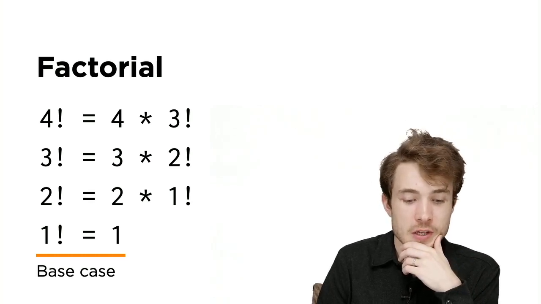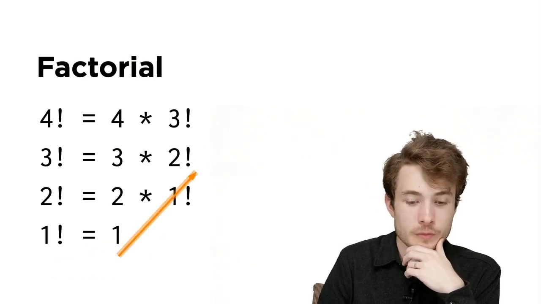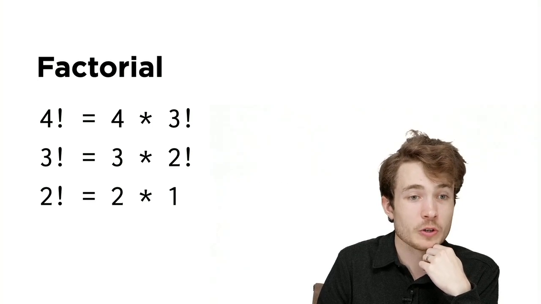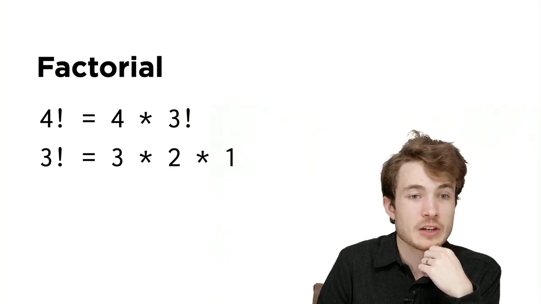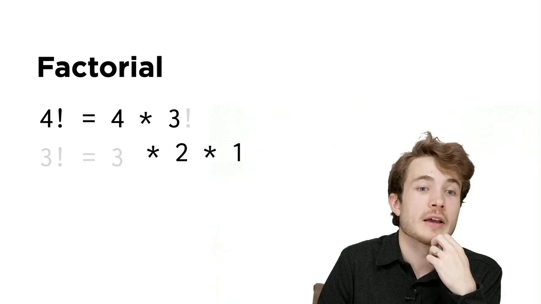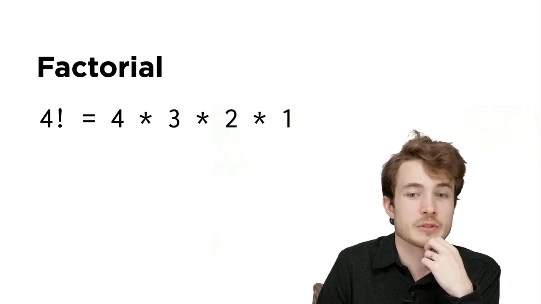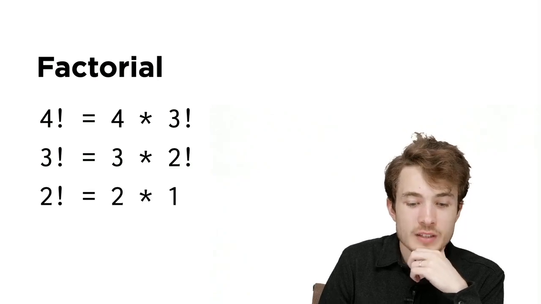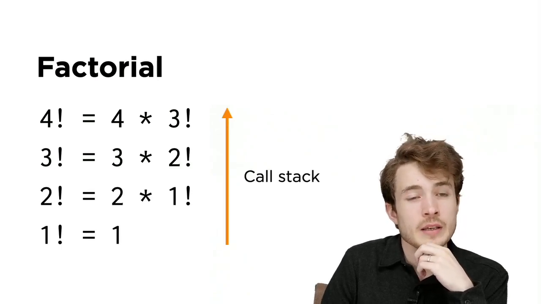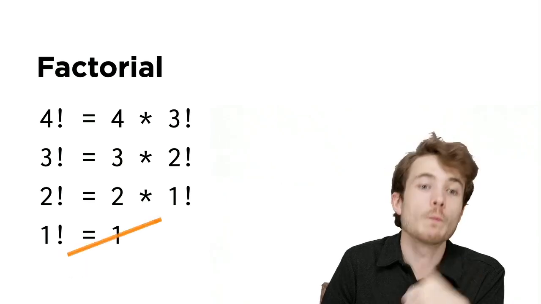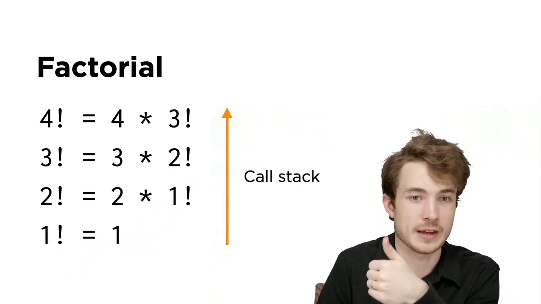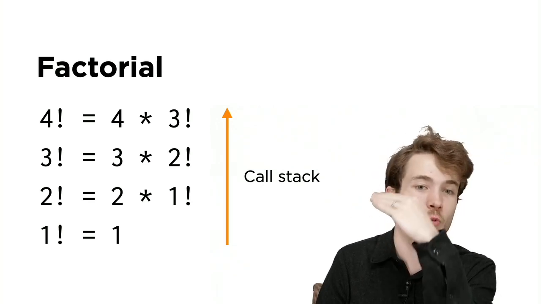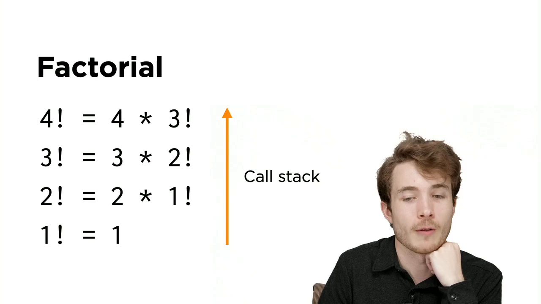In this case, I could substitute 1 for 1 factorial, going back up the call stack. So now 2 factorial is 2 times 1, 3 factorial is 3 times 2 times 1, and 4 factorial is just 4 times 3 times 2 times 1. And to be clear, the vocabulary is that we're calling these functions again and again, and when we get to that base case, we go back up what we call the call stack. We're calling it a call stack because we're calling functions, and they kind of stack on top of each other, one at a time, before we resolve everything all at once at the end.